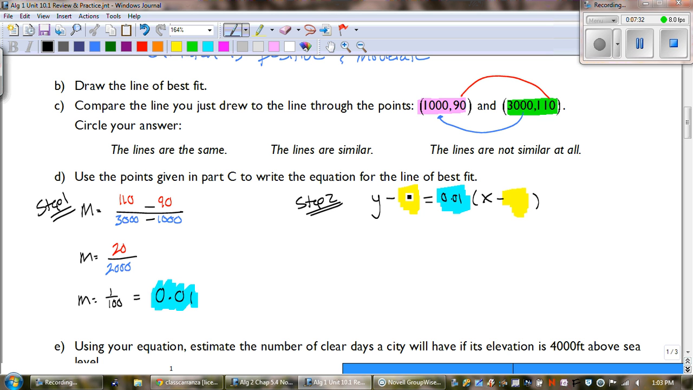I'm going to use the one with smaller numbers. So I'm going to use the 90 and 1,000. Okay? So the first thing that we would do is distribute. So we get y minus 90 equals 0.01x minus, well, 0.01 times 1,000 is 10. And the last thing that we would do is add 90 to both sides. And we get our final answer of y equals 0.01x plus 80.